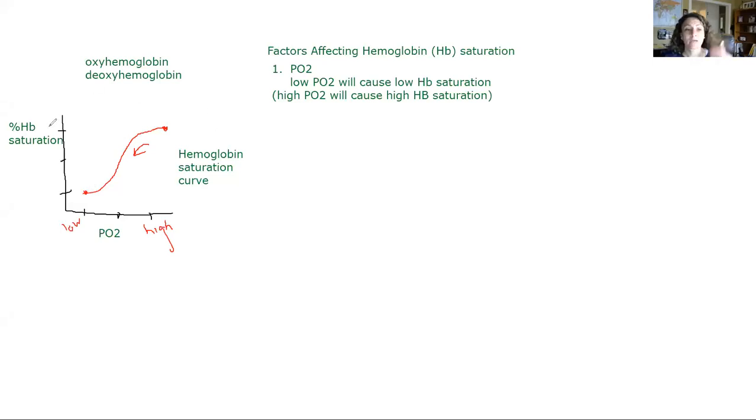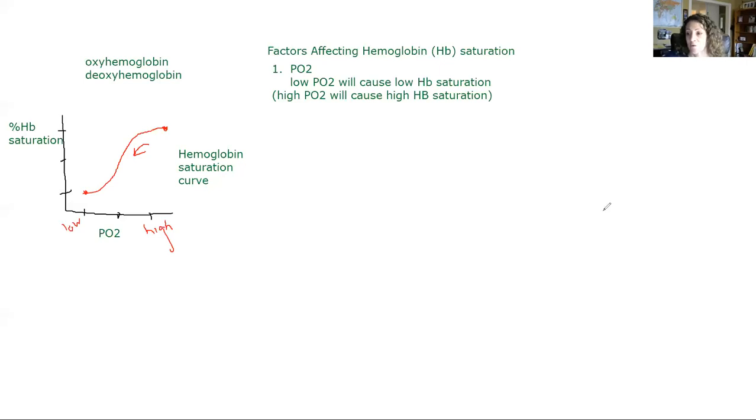Okay, so when you're reading this curve, what it says is as PO2 decreases, hemoglobin saturation decreases. That's important because PO2 is low at the exercising muscle. So this means that hemoglobin will be dropping off its oxygen as it approaches the exercising muscle, which is exactly what we want to happen.